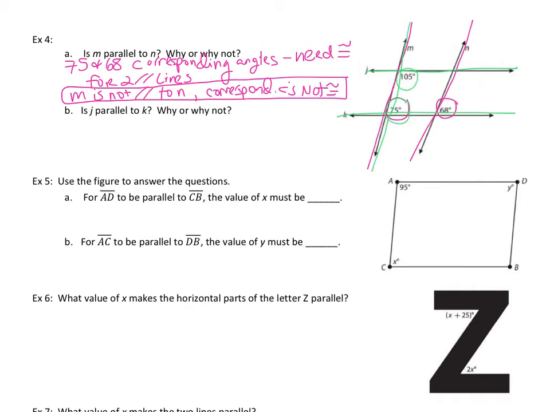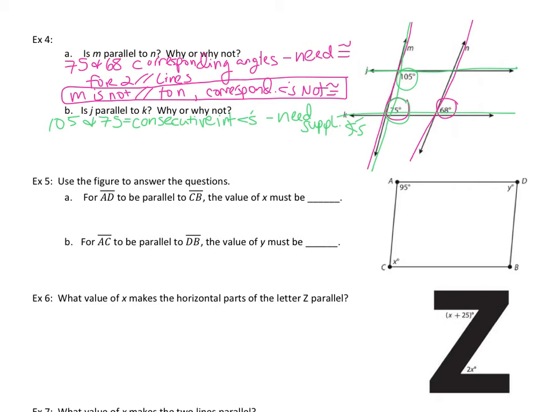So we're going to compare the 105 and the 75 degrees. Now those two are on the same side of our transversal line, and they are between the two lines that we think are parallel. So that would be our consecutive interior angles. To have parallel lines, we need to have consecutive interior angles that are supplementary, or equal 180 degrees.